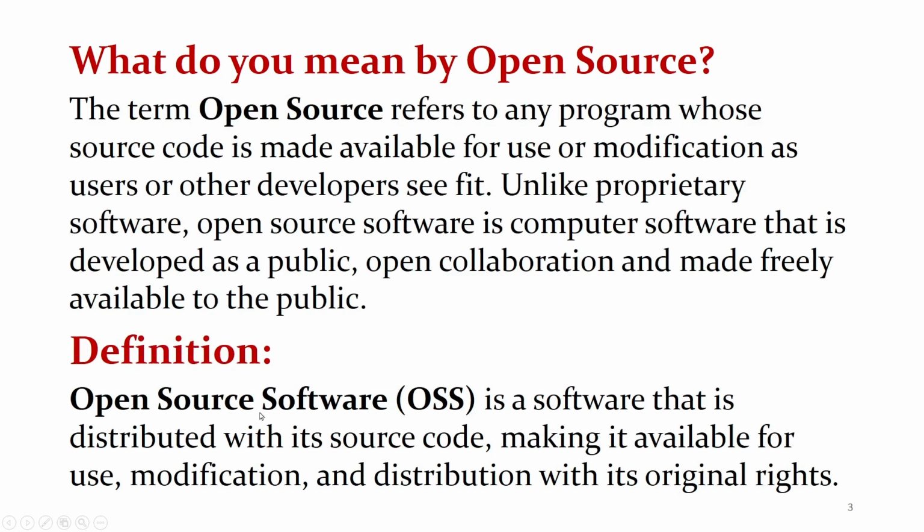Definition of open source software. Open source software is a software that is distributed with its source code, making it available for use, modification and distribution with its original rights.